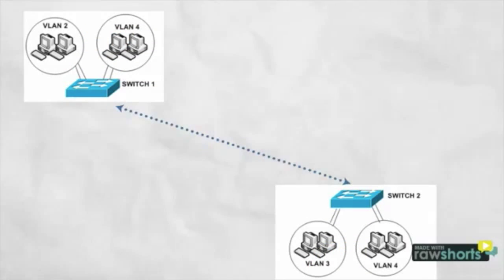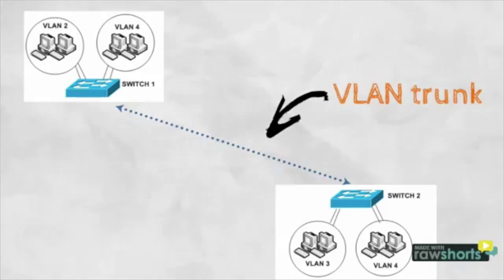VLAN trunk. A VLAN trunk is a point-to-point link between two network devices that carries more than one VLAN. A VLAN trunk extends VLANs across an entire network.